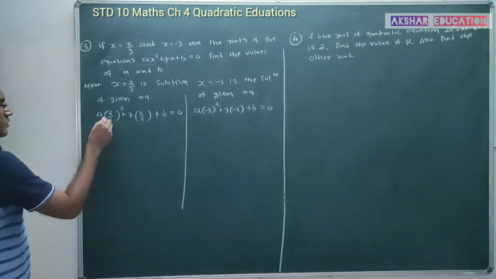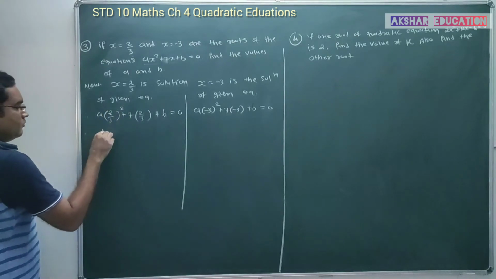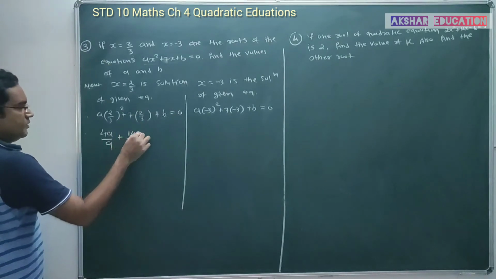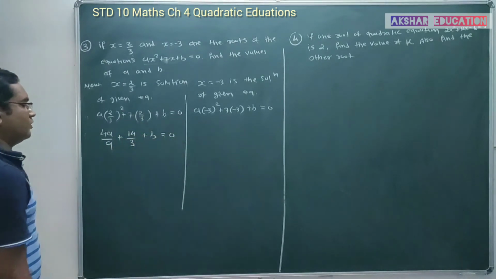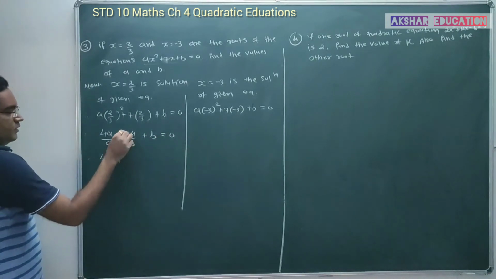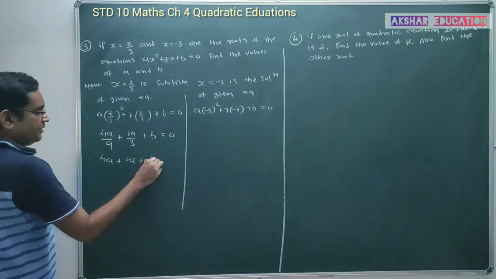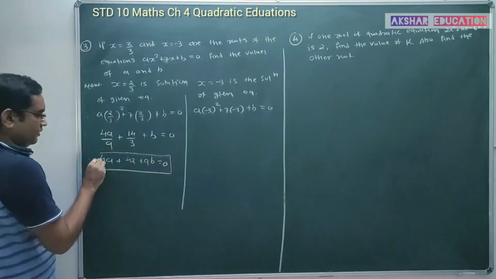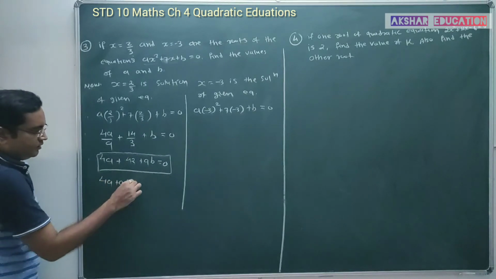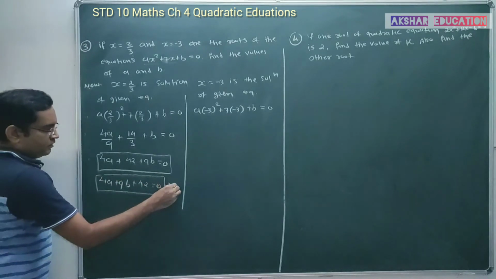So now solve these two equations. So it's a into 2/3 whole square. So 2 square by 3 square, 4/9. So 4a by 9 plus 7 twos are 14/3 plus b equal to 0. Multiply this equation by 9. So 4a plus 3 threes are 9, 14 threes are 42, plus 9b equal to 0. Or you can say it's 4a plus 9b plus 42 equal to 0. Say this one is equation number 1.